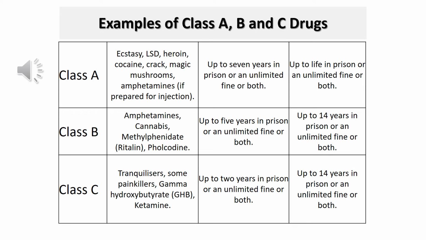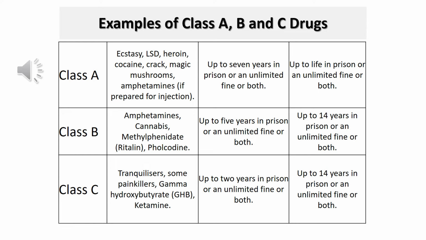So here we've got drugs in 3 classes, A, B and C. A being the more dangerous drugs which the police take more seriously than Class C drugs. Class C drugs, if you're caught with them or taking them, could mean up to 2 years in prison, whereas Class A drugs, things like crack cocaine, could mean up to 7 years in prison, an unlimited fine, or both.